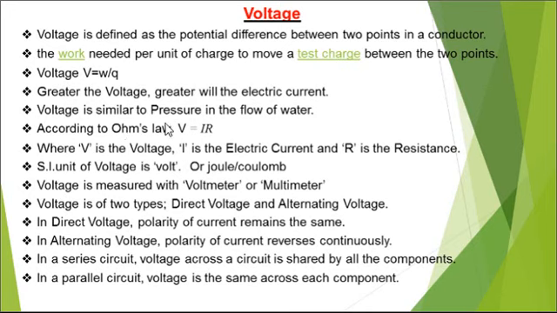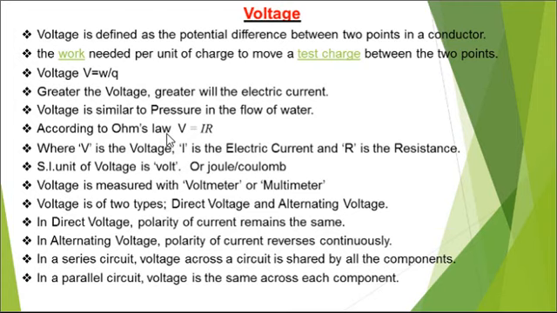And voltage is similar to pressure in the flow of water. So when water flows along a pipe, it has some pressure. Similarly, pressure is a physical property which is relative to voltage. So pressure is similar to voltage. Pressure behaves in the flow of water and voltage is caused in an electrical circuit.